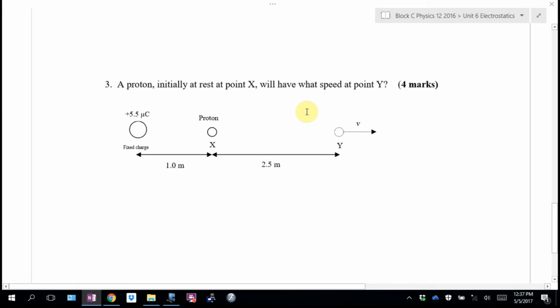Number 3, a proton initially at rest, I would probably underline initially at rest, at point X will have what speed at point Y? John, what's this question asking you to find? Speed. Is it asking you to find work? So no. What's it asking you to find? Speed. If you turn your head sideways and imagine that up is sideways, is there a change in height? Is there a change in speed? Is there a yucky curvy force? That's your hint for that one. Okay?